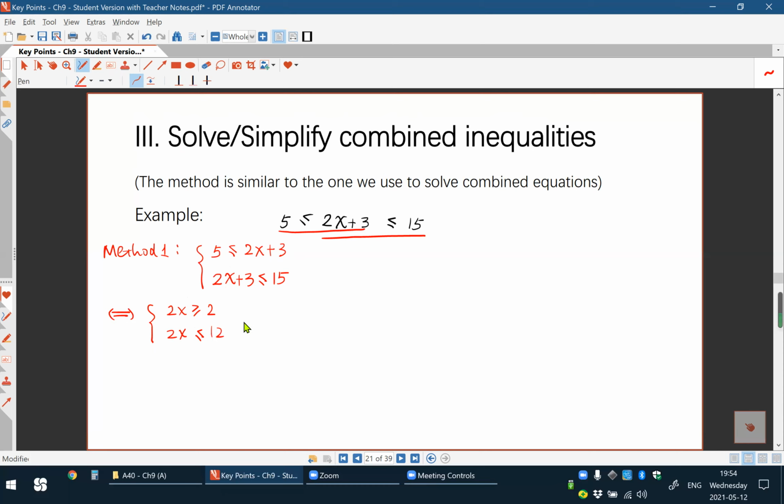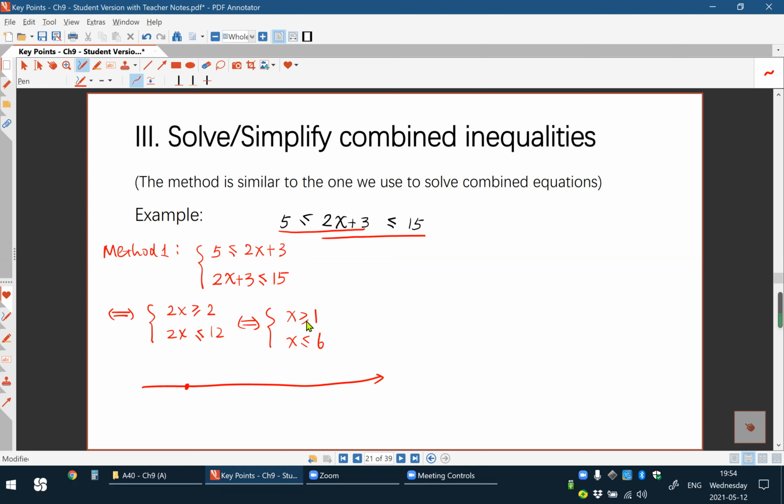Okay, so this means x is greater than or equal to 1, and x is smaller than or equal to 6, right? And how do we combine this result? We can draw a number axis to show how we can combine this.